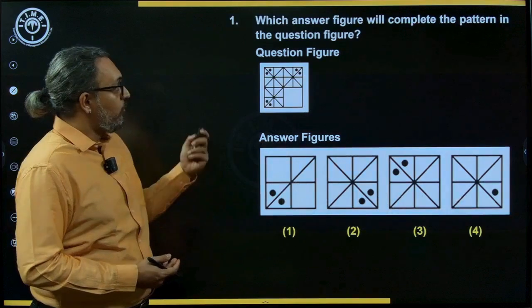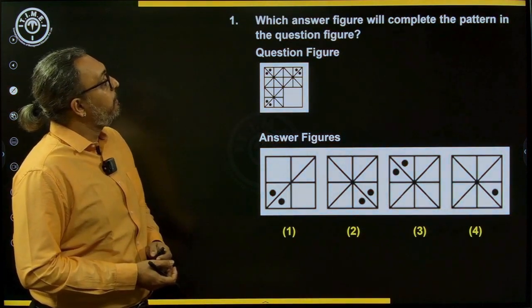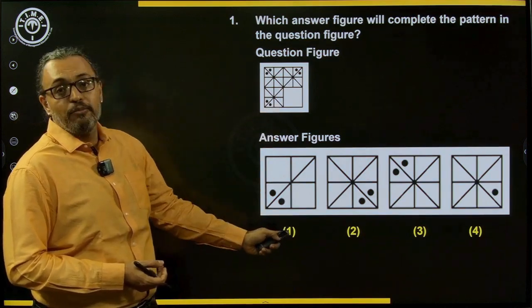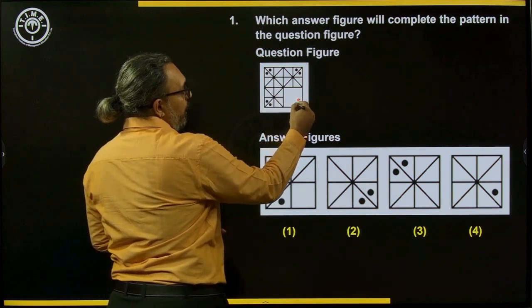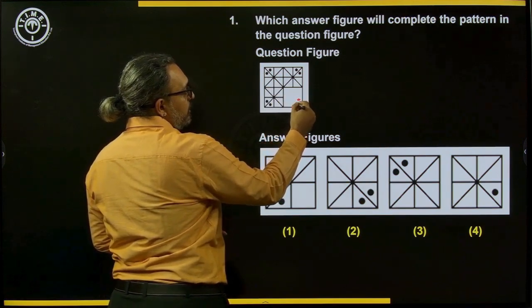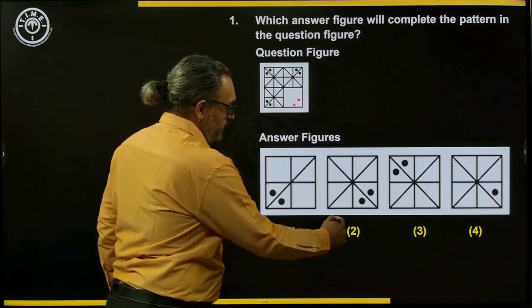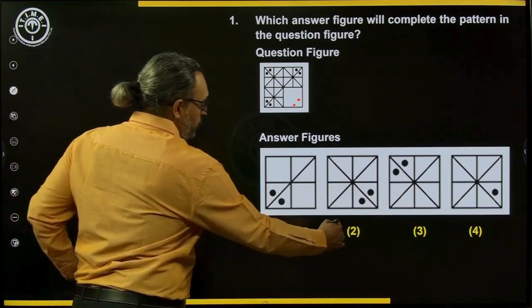Okay. Now, let's start with the questions. Which answer figure will complete the pattern in the question figure? So, this is the question figure. Now, which of them will be the answer figure? If you look at the dots, it is very clear that you need to have dots in this area. And the only option that is available to us is choice 2.